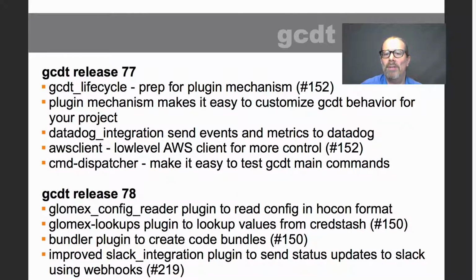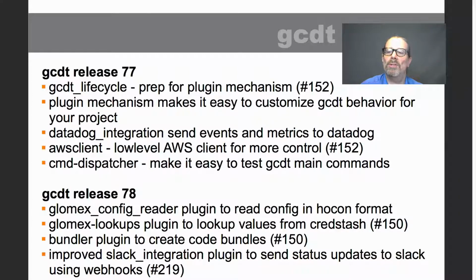In release 77, we built a gcdt lifecycle as preparation step for the plugin mechanism. The plugin mechanism makes it easy to customize gcdt behavior for your project. Datadog integration to send events and metrics to Datadog, AWS client, low-level interface, and command dispatcher to ease automatically testing gcdt commands. In release 78, the latest one this week, we have config reader plugin, glomex-cloud plugin, bundler plugin, and a Slack integration plugin.